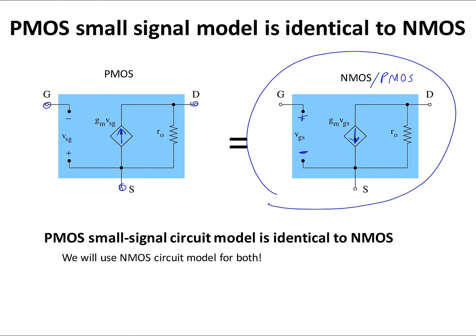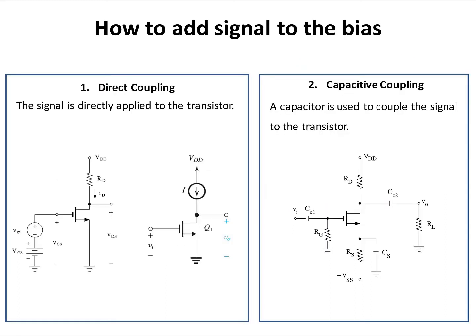So we can use this model for both PMOS and NMOS transistors. Drawing the circuit model for a PMOS transistor is similar to an NMOS transistor. Finally, we would like to know how we can add the signal to the amplifier circuit. Generally, there are 2 ways of doing that. One is direct coupling. These are 2 examples of direct coupling.